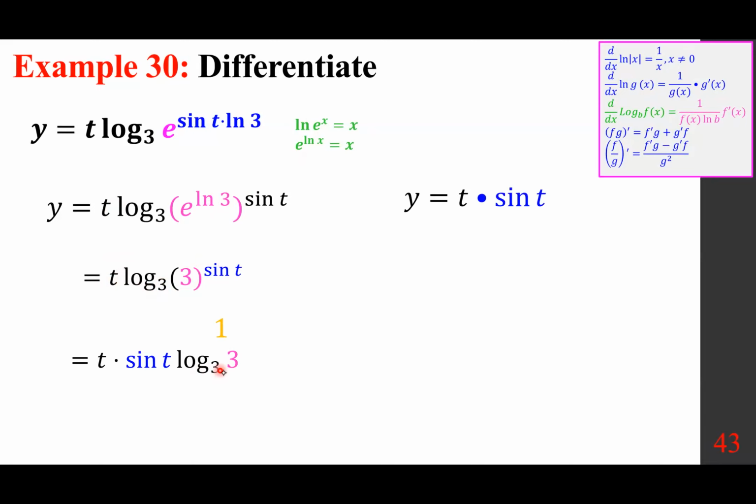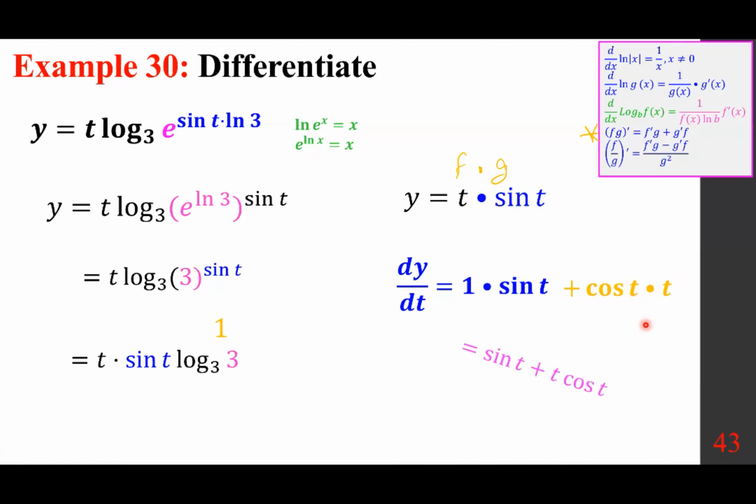So we haven't done any calculus yet. We just showed this is the same as this one. Therefore, we are going to use the product rule. f prime is 1 times g, sine t, plus g prime, cosine t, times f, which is t. Now, this is important to put the t in front because we don't want anybody to think it's cosine of t squared. So this remains unchanged, sine t. This becomes t cosine t to be on the safe side.